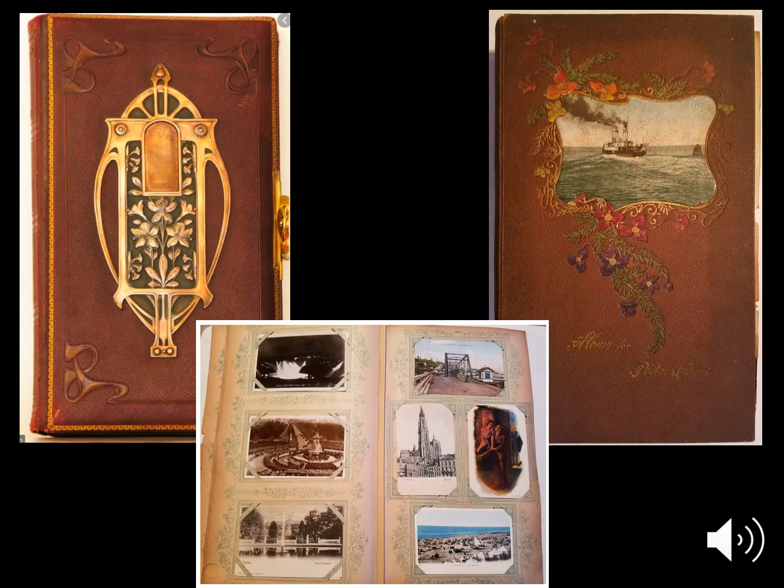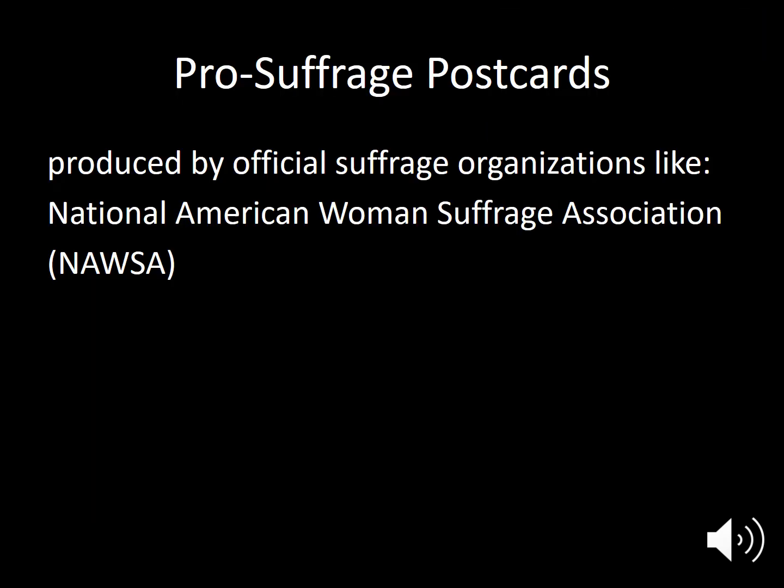Suffrage advocates recognized the utility of postcards as a propaganda device. And so things like the National American Woman Suffrage Association, official organization, used postcards as part of their advocacy. Most of the postcards in the United States were one of three types. They either showed photos of the 1913 parade, or were verbal, or used a little bit of artistry.